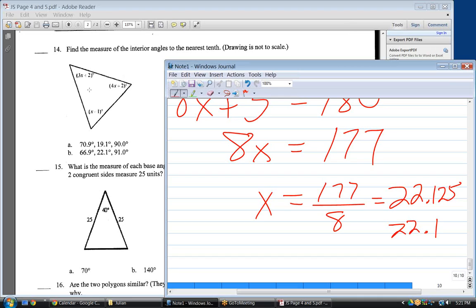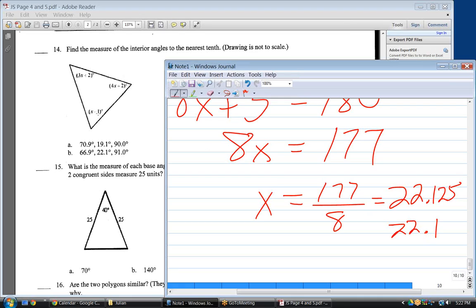Wait, I'm confused. We solved the equation for x. We didn't solve any equation for these angles yet. All we did was set all of these angles equal to 180. That gave us a value for x. Well, what's this angle?